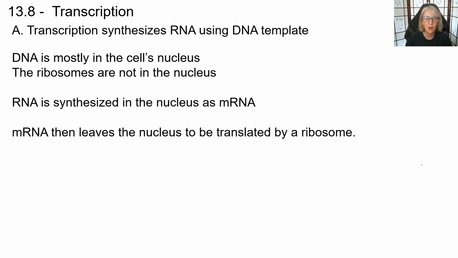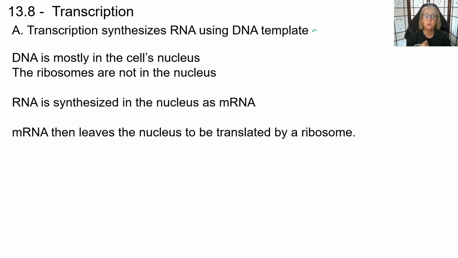Transcription synthesizes RNA using a DNA template. This was the definition we gave a week ago. DNA is mostly for eukaryotes in the cell's nucleus. The ribosomes are not in the nucleus. So we had this problem where we knew that the information from the DNA was converted into something that caused a polypeptide. It was converted to amino acids. But there has to be an interim molecule in between, in eukaryotes at least, that takes the information from inside the nucleus and transfers it to the ribosome.